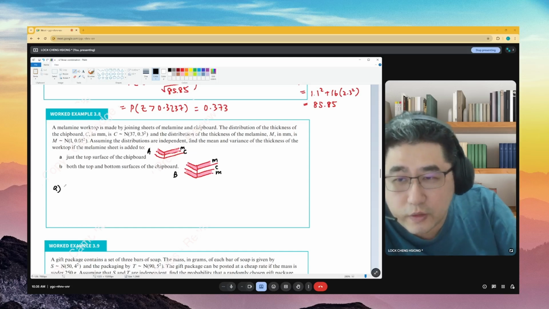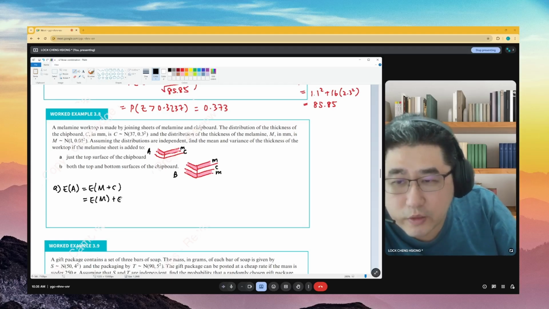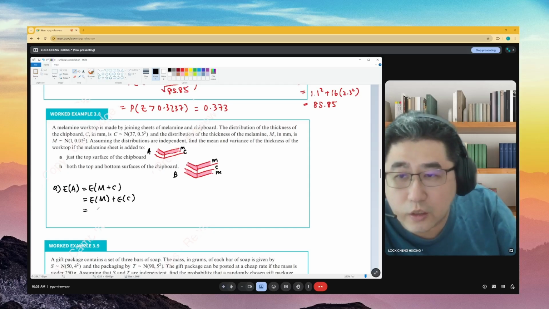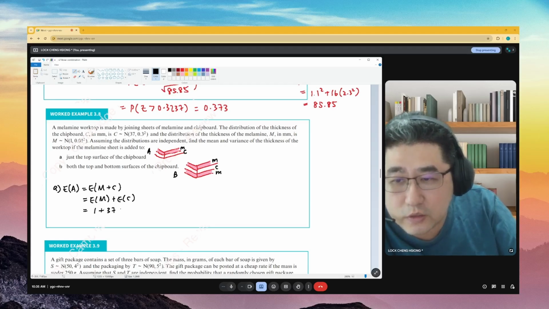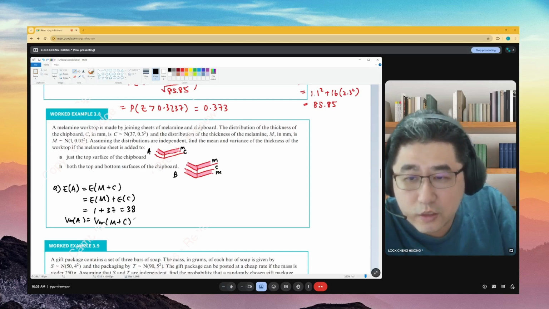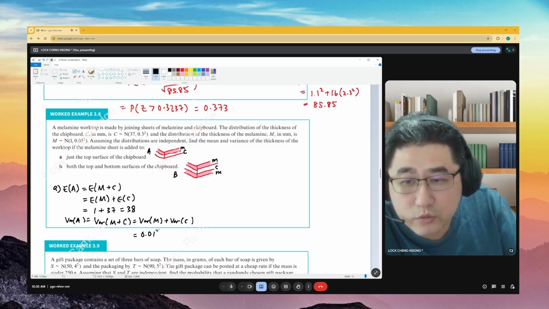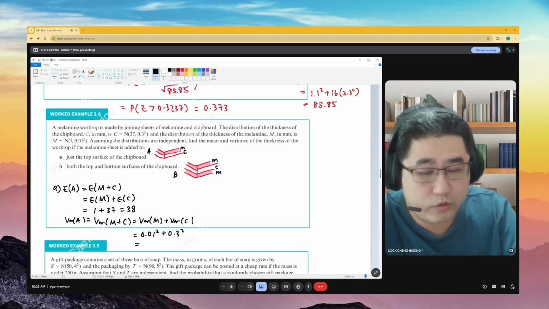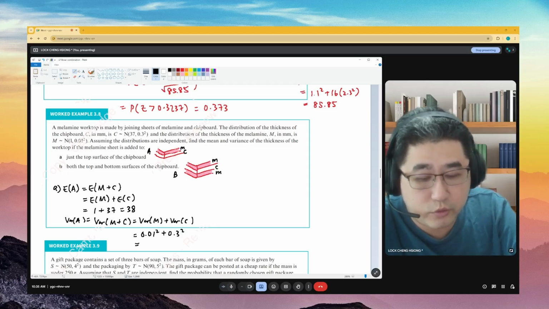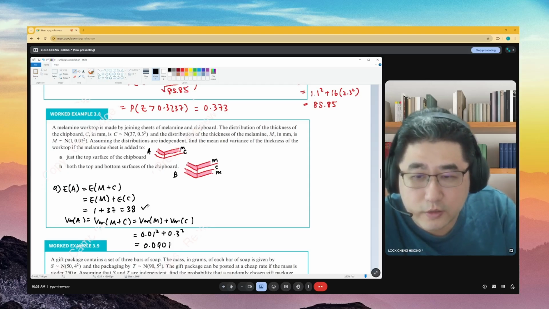For question A, the expected value of A will be the expected value of melamine plus chipboard, so expected of M plus expected of C. That gives you 1 plus 37, which is 38. The variance of A will be the variance of M plus C, which is variance of M plus variance of C. That gives you 0.01 squared plus 0.3 squared, so 0.0901. This will be the answer.